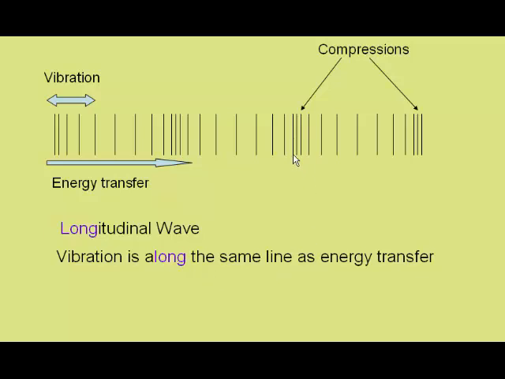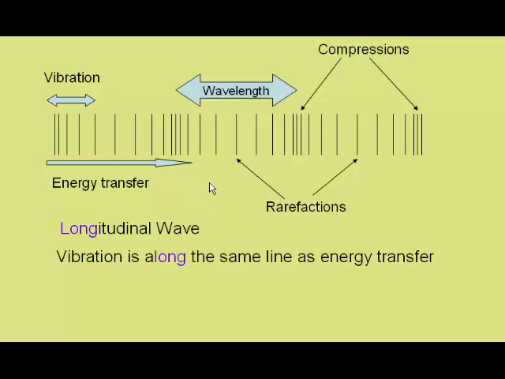In some areas, the coils get moved closer together. They're compressed. These areas are known as compressions. In other areas, the coils are further apart. They're rarefied. These areas are called rarefactions.